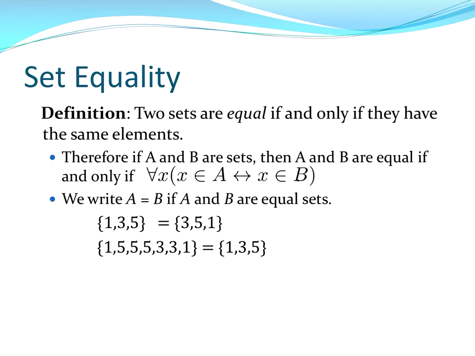And one of the ways we can write this is using propositional logic notation and the element symbol. So for every x, x is an element of A if and only if x is an element of B. And here we have two sets that appear different, but they are actually equal because they have the same elements.